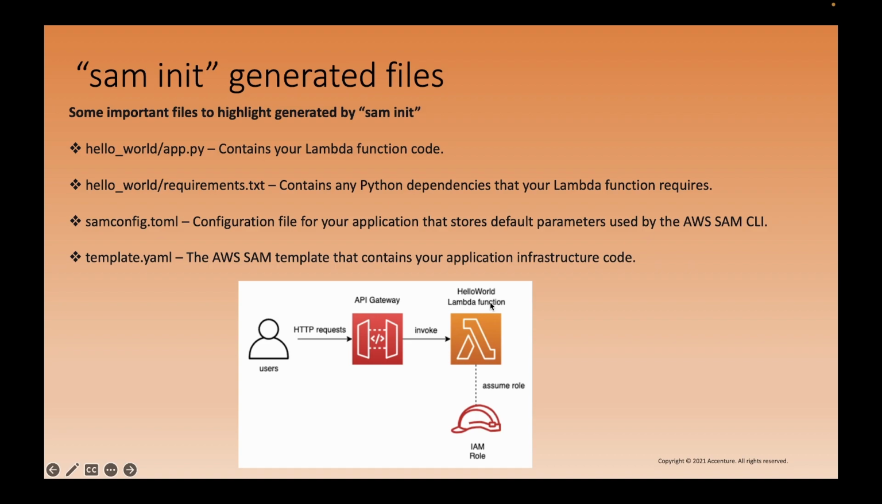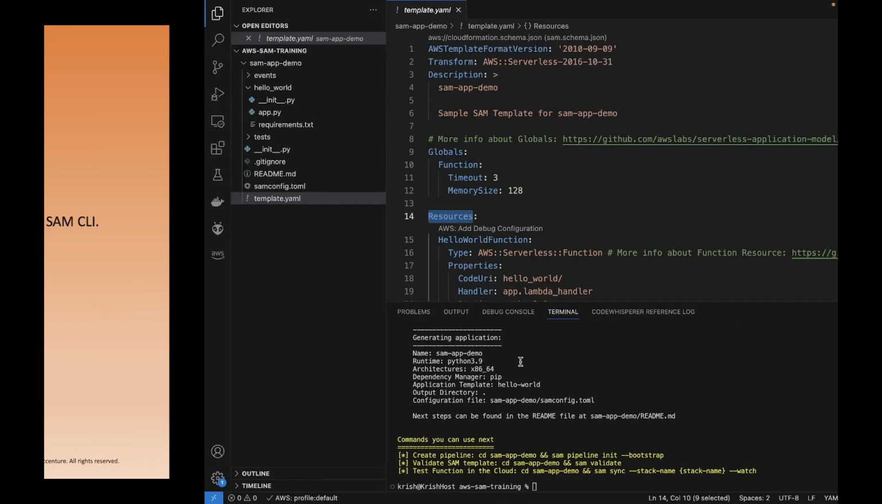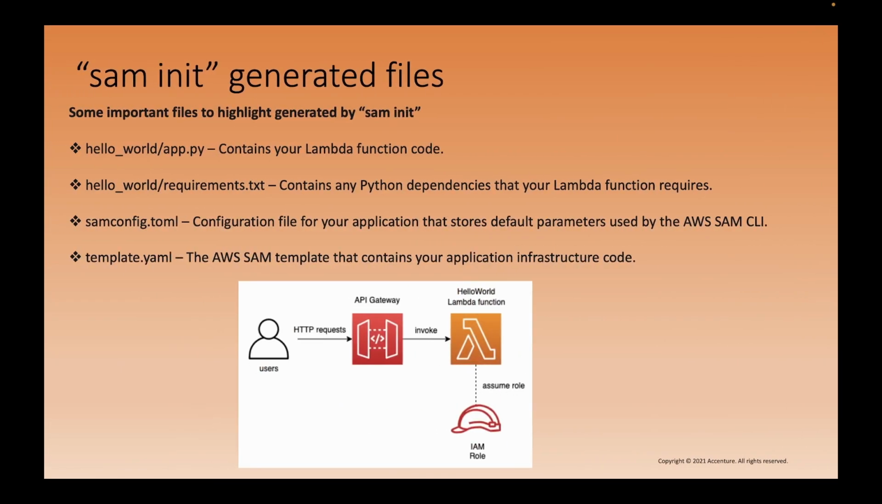This Lambda function requires the role here. When called with the HTTP GET request, the API Gateway invokes the function, which assumes the IAM role with permission to interact with other AWS services such as database. For simplicity, we have not added database or any other services that Lambda could interact with.